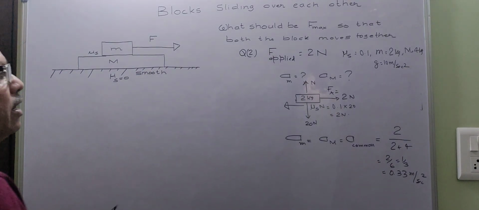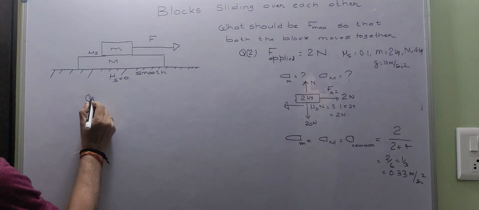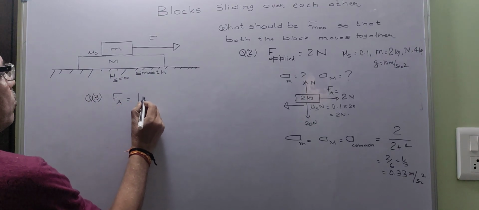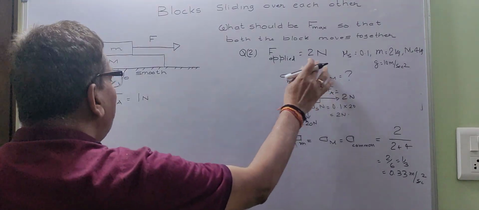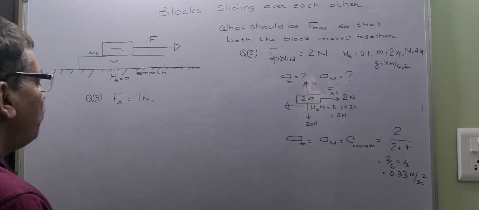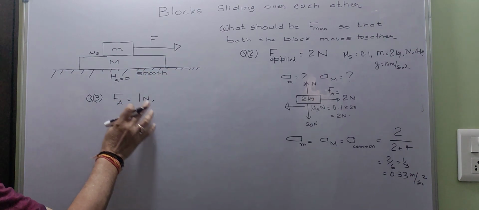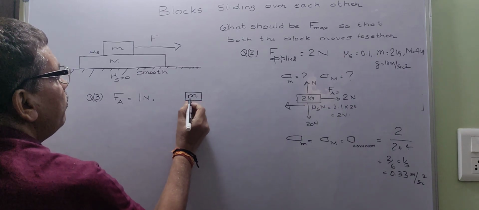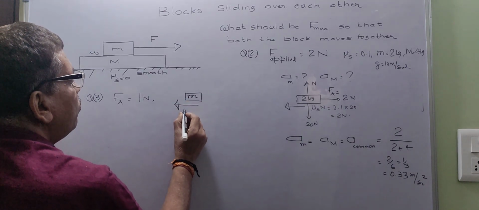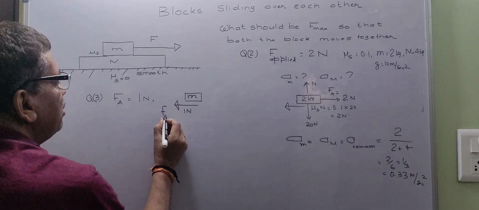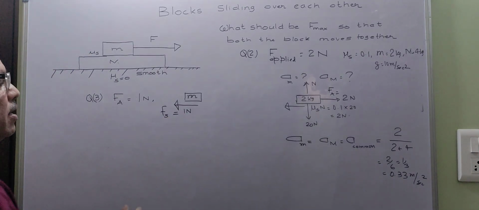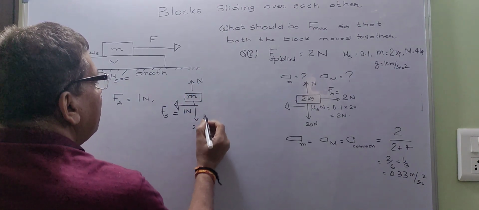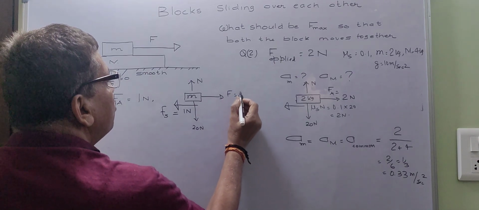Suppose I say in question 3, the F applied is now 1 Newton only. Here applied was 2 Newton, and the same situation. Now when applied force is only 1 Newton, then the static friction developed between 2 kg and M will be only 1 Newton. Please mind it, please check it. This will be Fs now, not Fs max. Now this is the normal reaction. This will be 20 Newton, and then force F is applied, that is equal to 1 Newton.